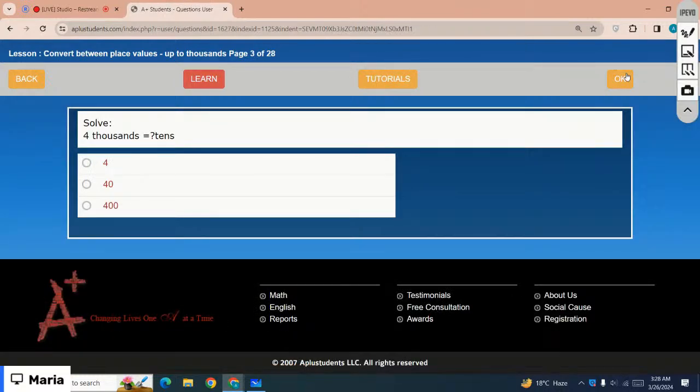The next one is 4,000 equals how many tens? 4,000 equals 400 tens. The correct option is 400, right?